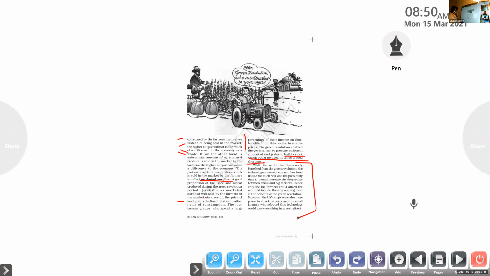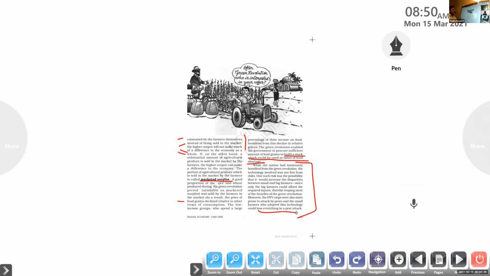One such risk was the possibility that it would increase the disparities between small and big farmers, since only the big farmers could afford the required inputs, thereby reaping most of the benefits of the Green Revolution. Only the big farmers utilized the technology more than the small ones, and they made more profit. Moreover, high yielding variety crops were also more prone to attack by pests, and the small farmers who adopted the technology could lose everything in a pest attack.